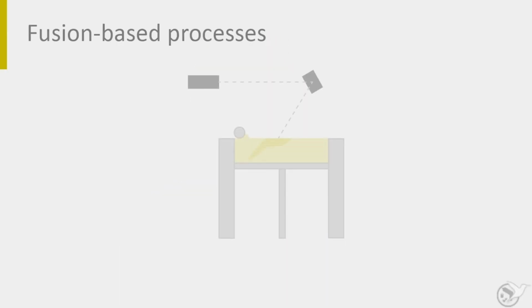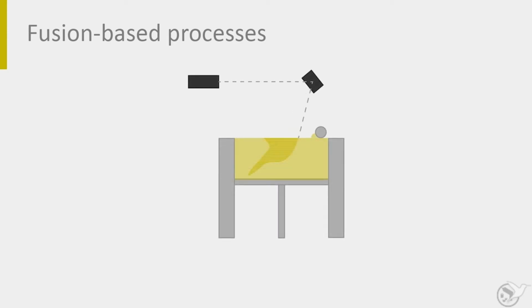The second type of process works by fusing material together. Here, the print material starts as a powder, which is pushed by a roller to cover the build platform. A laser then heats up the powder to fuse it together into a cohesive layer. Then the build platform moves downwards, and more powder is added for the next layer.